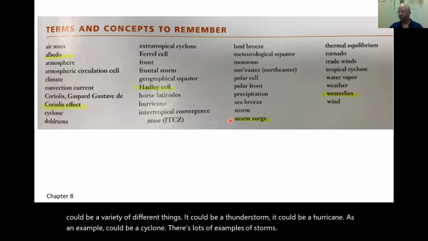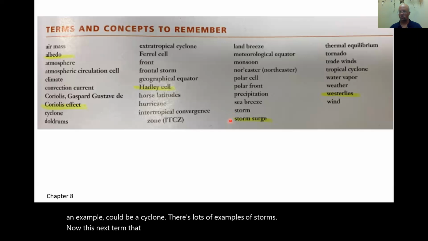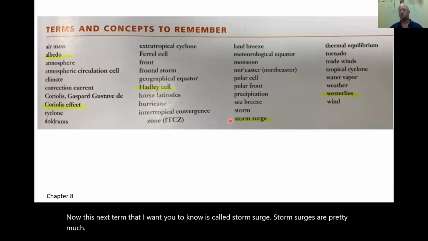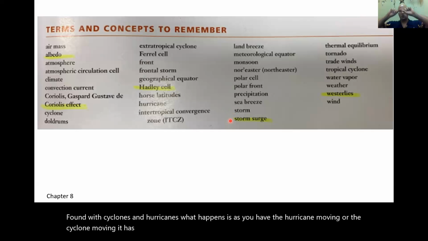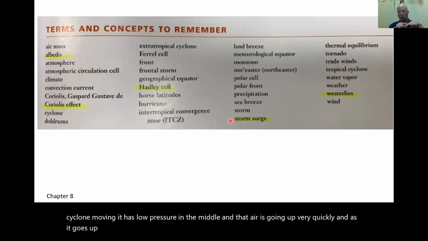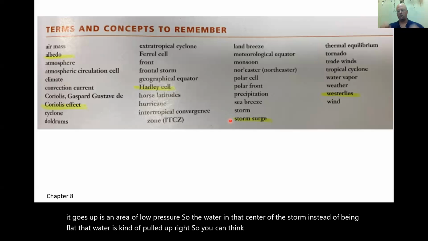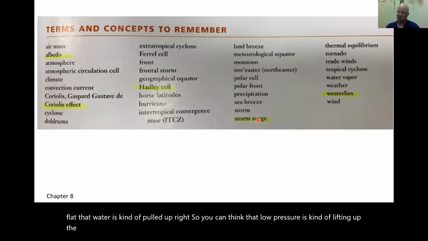Now, this next term that I want you to know is called storm surge. Storm surges are pretty much found with cyclones and hurricanes. What happens is, as the hurricane or cyclone moves, it has low pressure in the middle and that air is going up very quickly. As it goes up, it's an area of low pressure. So the water in the center of the storm, instead of being flat, is kind of pulled up, right? You can think of low pressure as lifting up the water. And that's called a storm surge.